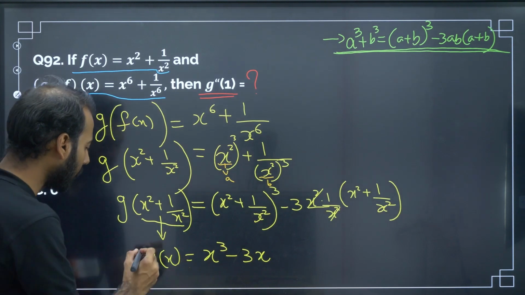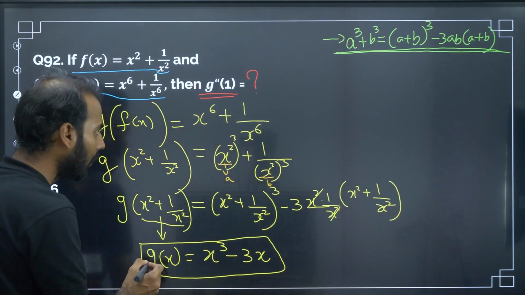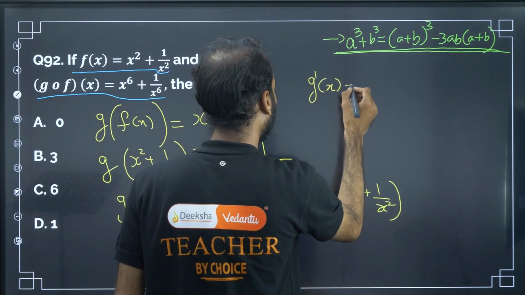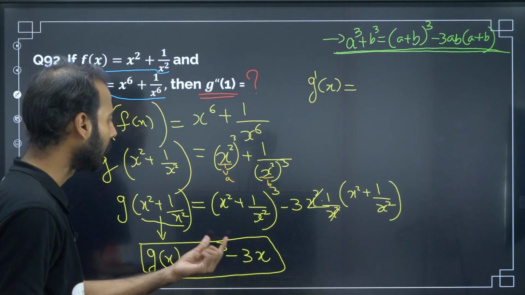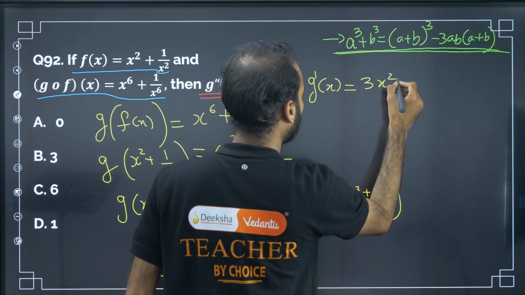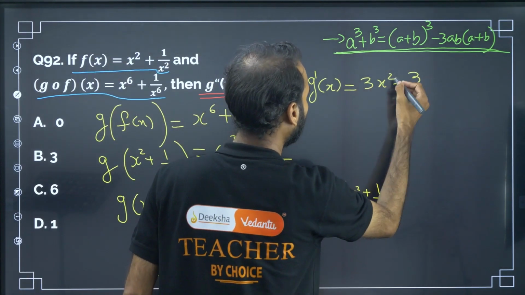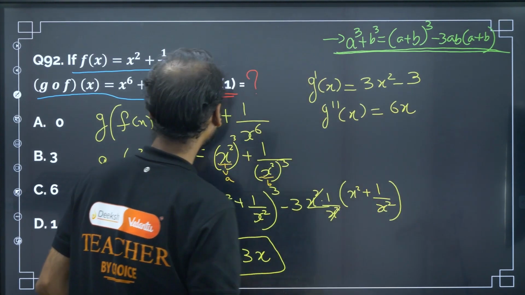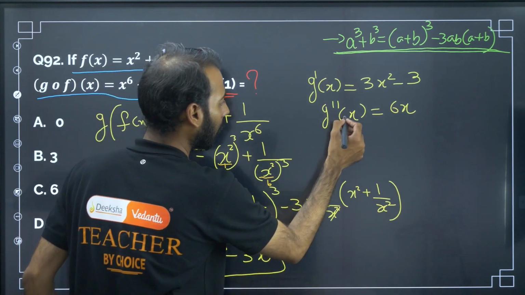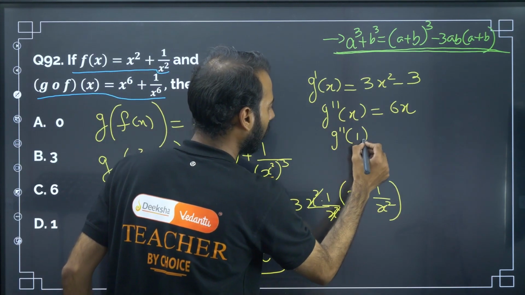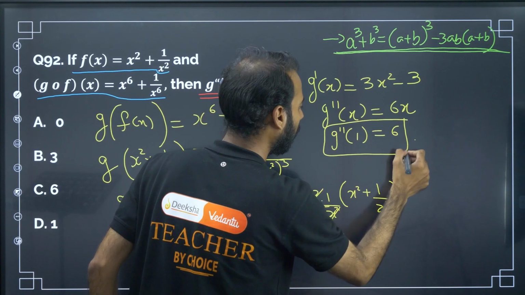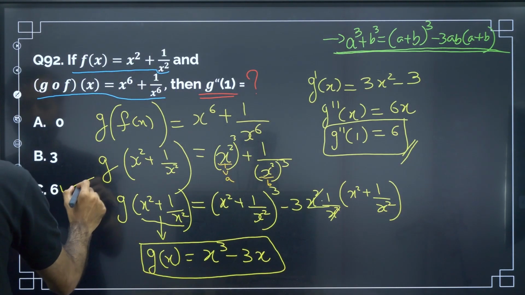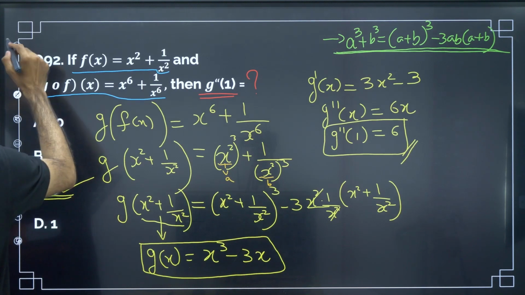Now g of x is this function. g dash of x is, differentiate this with respect to x: 3x square minus 3. Next, g double dash of x is 6x, but they are asking g double dash of 1, so I have to replace x with 1. g double dash of 1 is 6. Is there any option g double dash of 1 is equal to 6? Yes, C is the answer. Moving on to the next question.